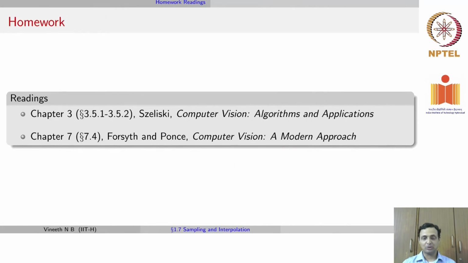So that's where we're going to stop this lecture. To know more about interpolation kernels and decimation kernels, you can look at these references that are on your homework. Please read them to understand these better, and we'll continue with the next topic.